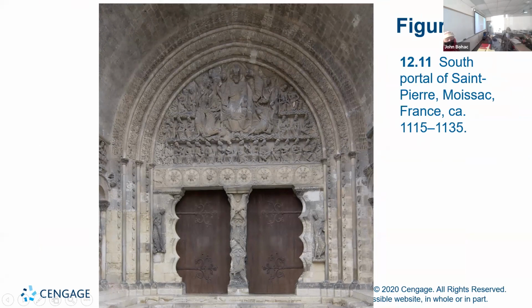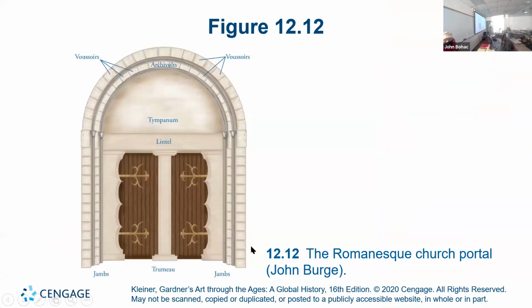Portal, that's what they used to call the entryway. And you can see the whole entryway is adorned somehow. And here it is, a Romanesque church portal: lintel, trumeau, which is that center post, tympanum. And on the side, door jambs, we still use that term a lot today.